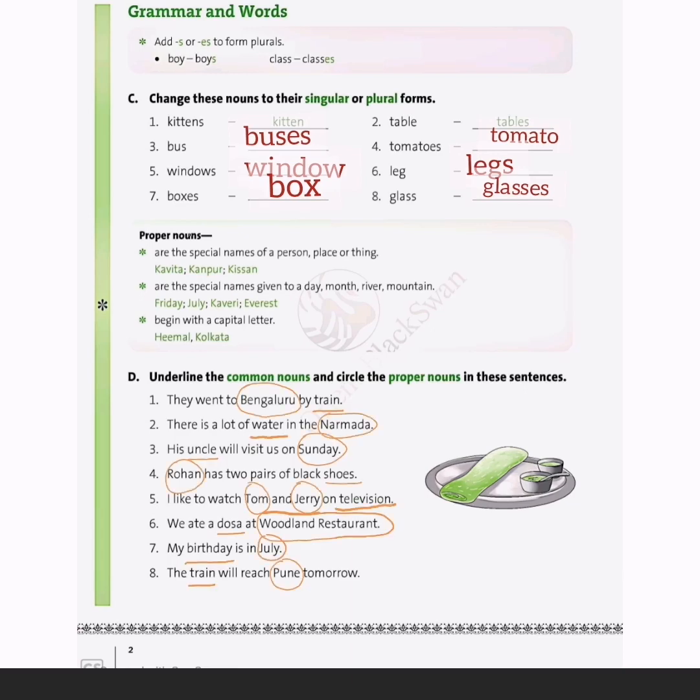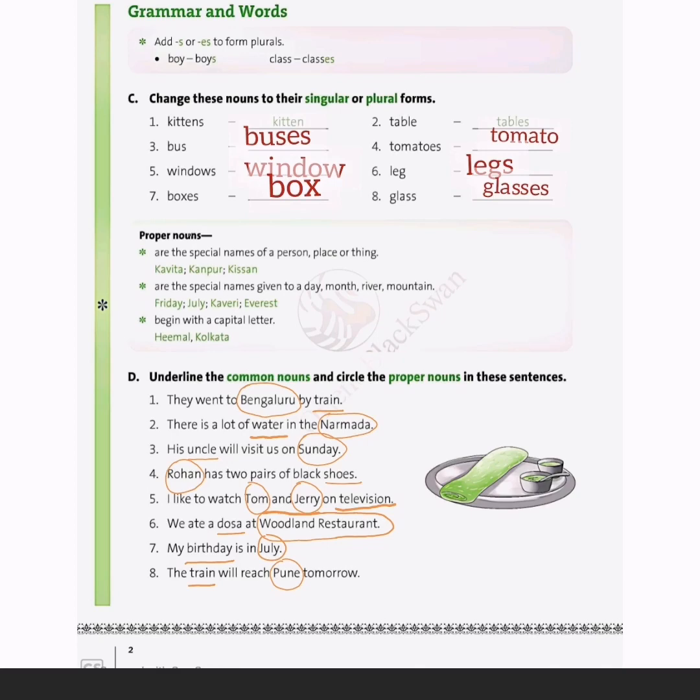The second sentence is, there is a lot of water in the Narmada. Here water is a common noun because it can be the water of anywhere, and Narmada is the special name of a river. So we will underline the common noun which is water and we will circle the proper noun which is Narmada.